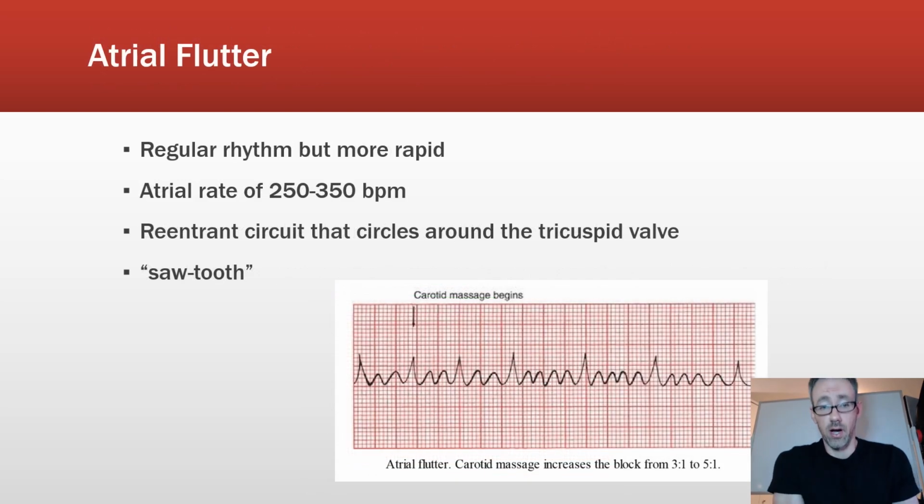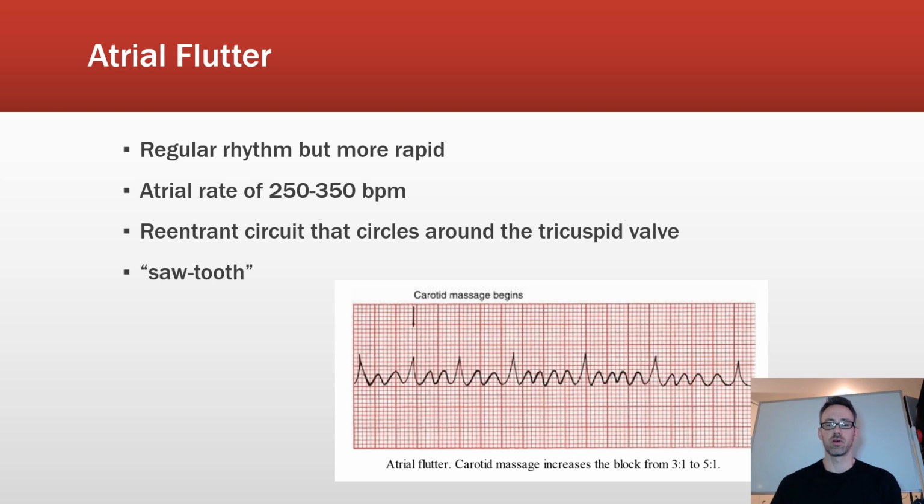Atrial flutter. So atrial flutter is a very regular rhythm, but it's much more rapid. The atrial rate is about 250 to 350 beats per minute, so it's quicker than PSVT. The reentrant circuit here, though, typically, not always, but typically circles around the tricuspid valve. So this loop goes around the tricuspid valve.